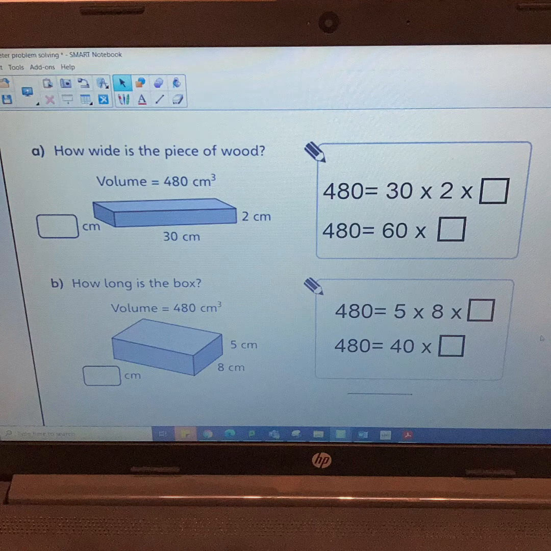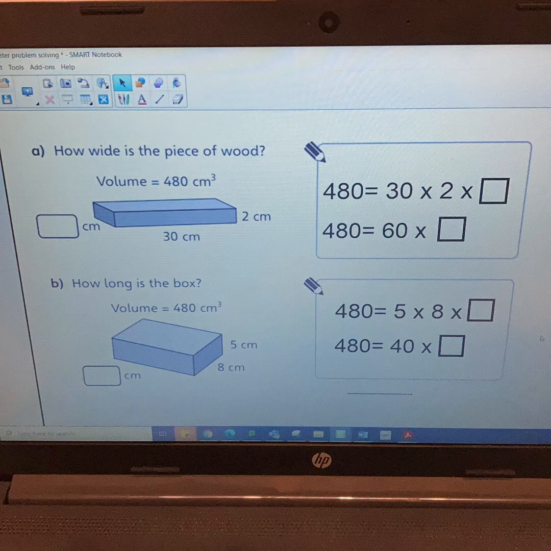So for this last question then, this is one where we know the volume and we know some of the measurements, but we don't know all of them. So we need to work out the missing dimensions. So volume is width times length times height. So I've written 480, because that's the volume, equals 30, because that's the width, times 2, which is the height, times something. I've put a box for that something because we don't know what the length is. So 480 equals 60 times something, because 30 times 2 is 60. So 60 times something is 480.